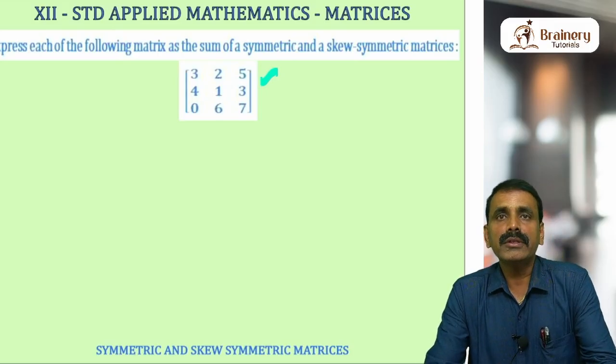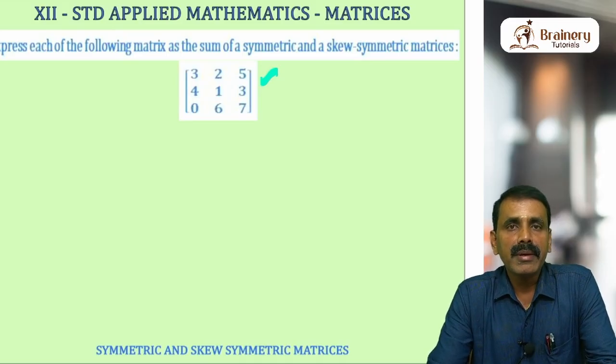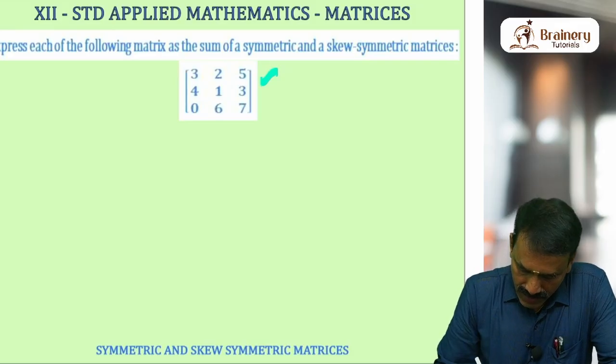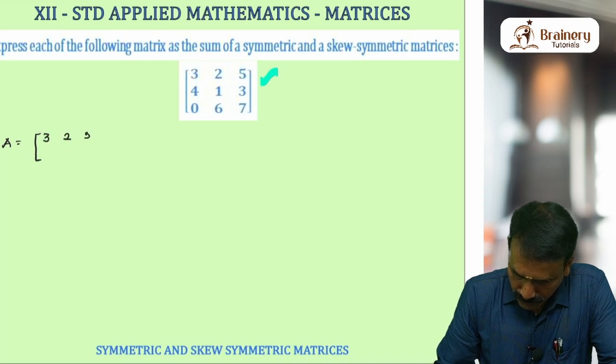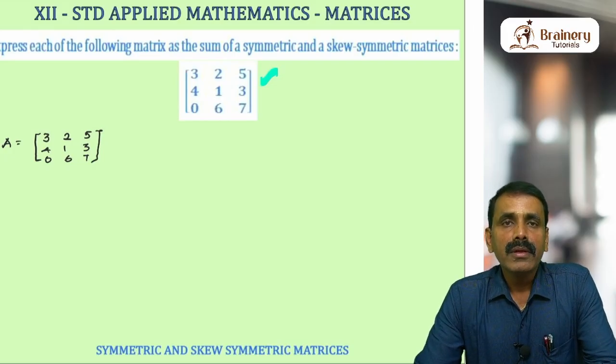So we have done problem with the 2 by 2 matrix. So we won't find any difficulty in proving the 3 by 3 matrix also. We take the given matrix as A. A is equal to 3, 2, 5, 4, 1, 3, 0, 6, 7. And we know how to write this matrix as sum of symmetric and skew symmetric matrix, because in the previous problem we have done it.